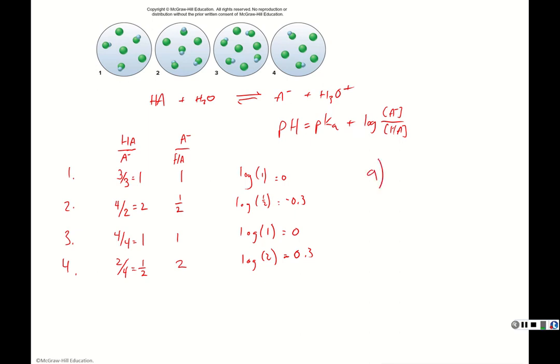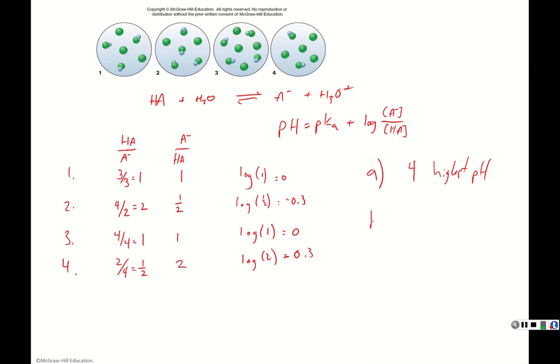So question A, which one has the highest pH? We know that for scenes 1 and 3, the pH would equal the pKa. Scene 2, the pH would be 0.3 lower than the pKa. Scene 4 is going to be 0.3 higher than the pKa. So scene 4 has the highest pKa, excuse me, highest pH. And you can think of that too: it has the highest ratio of its base to its acid, so its pH would increase.